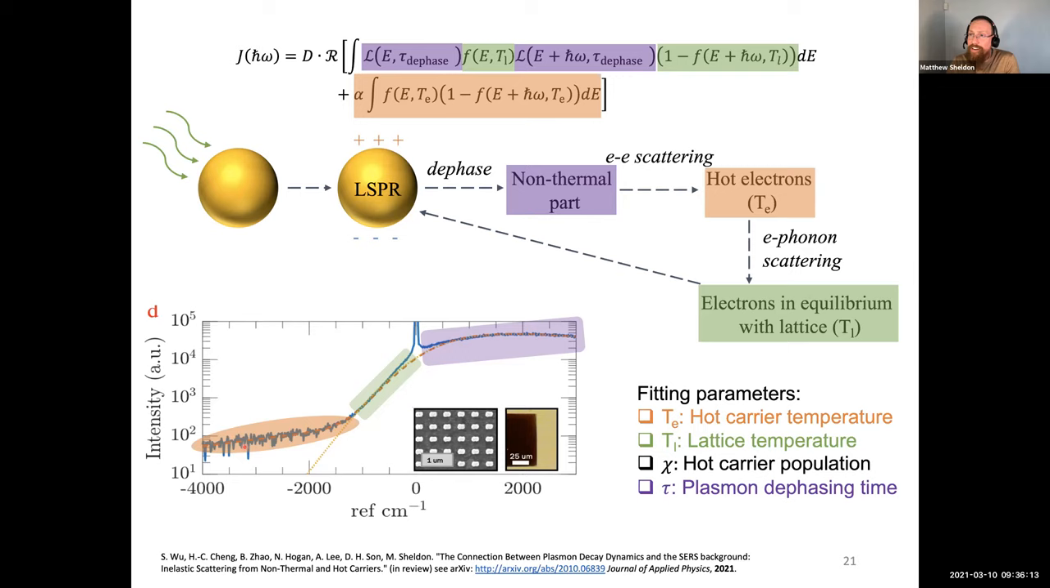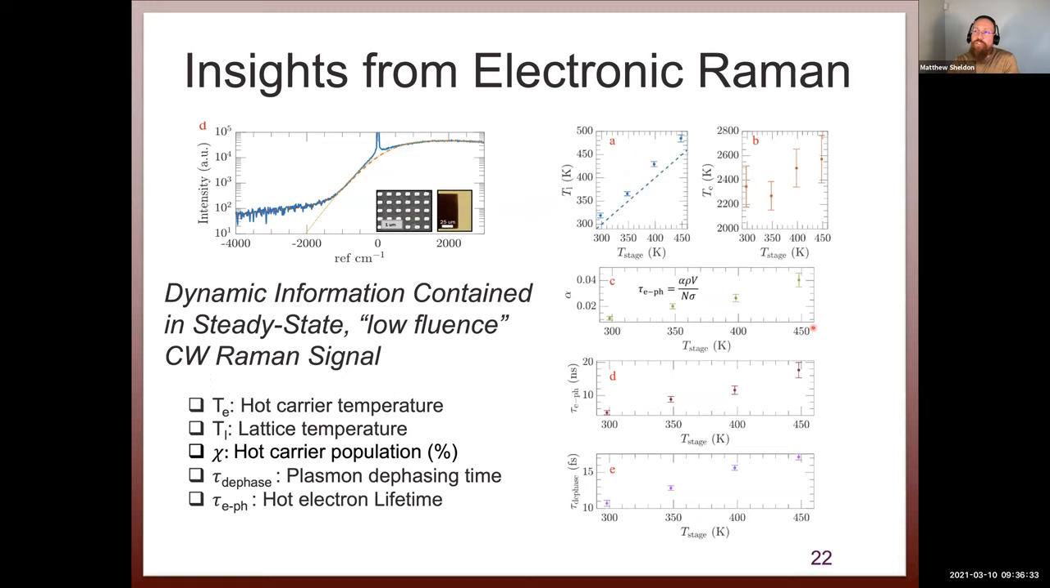And then the rest of the signal, that's here, what's this sort of yellow dashed curve, is the signature of the dephasing. Basically the energy bandwidth of the non-thermal carriers that are generated by the dephasing of the plasmon or the decay of the plasmon, and then how that's interacting with the lattice temperature of the metal. Okay, so this is all to say that by looking at the Raman signature, we can analyze the several features of the dynamics in the steady state, which I think is interesting.